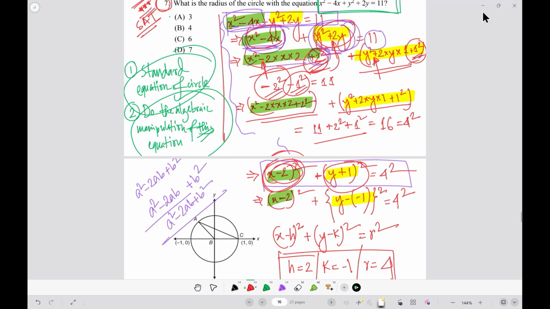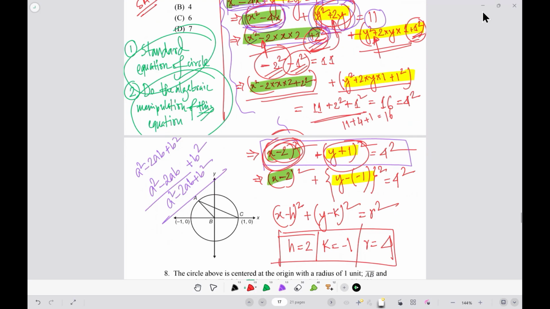Okay, then do the simple calculation. 11 plus 4 plus 1, that is 16, right? And you can just write 16 is equal to 4 squared, and that is what is happening. And then you can just write this x term into this full whole square term. This is basically nothing but x minus 2 whole squared.